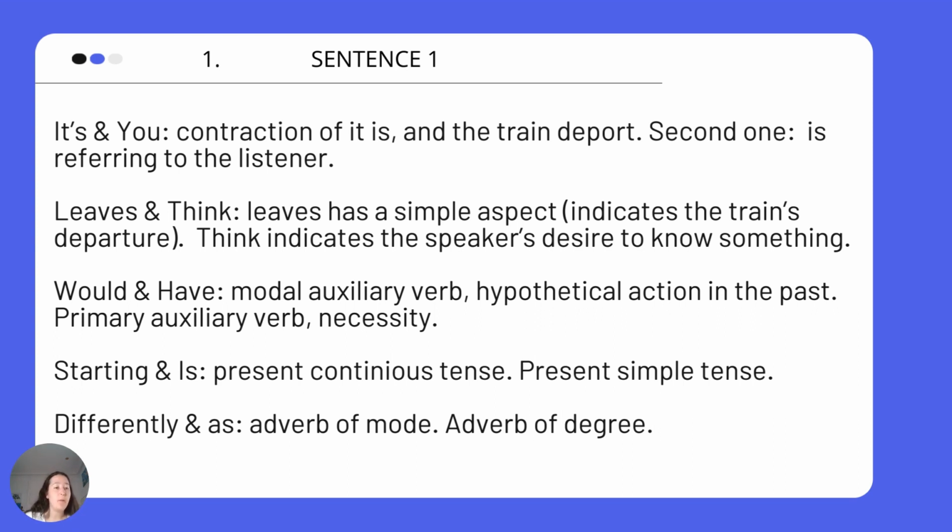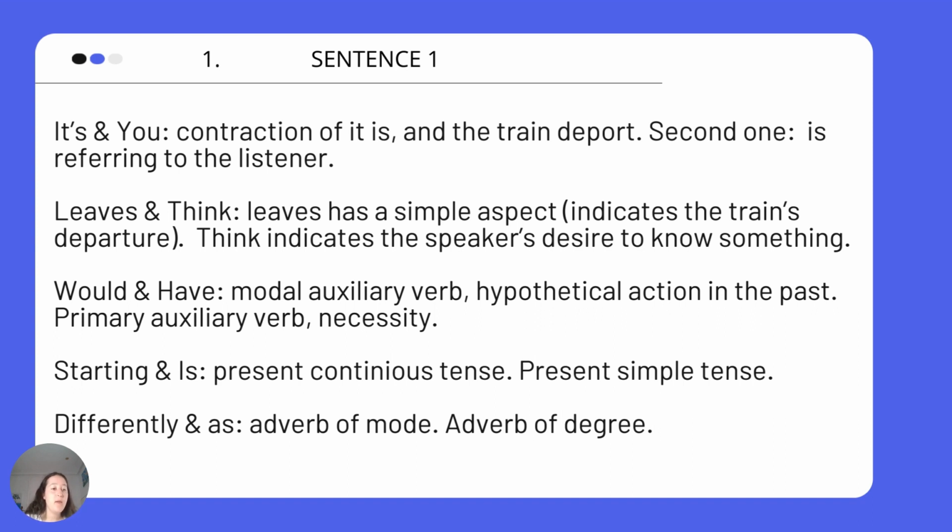Because we have three types of full verbs: action verbs, state verbs, and process verbs. And in this case, we have an action verb, because when we think, we act. It's an action. In this case, it indicates the speaker's desire to know something.